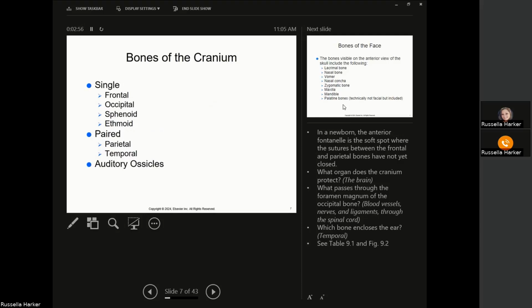There are 2 paired bones. The parietal bones form most of the roof and upper sides of the cranium, and they're joined at the sagittal suture at the midline of the skull. And then we have the temporal bones. Just like you would think, they're by your temples, and they're paired bones that form the sides and the base of the cranium. Each temporal bone encloses an ear and contains the external auditory meatus, which is the bony passage of the outer ear.